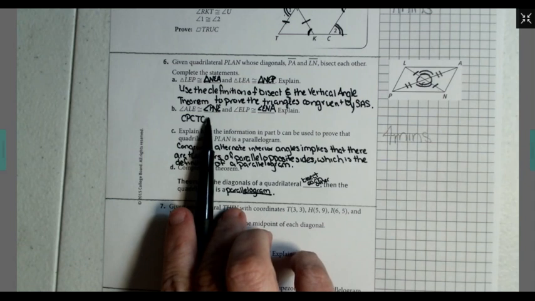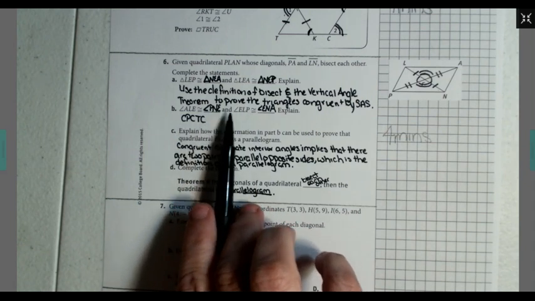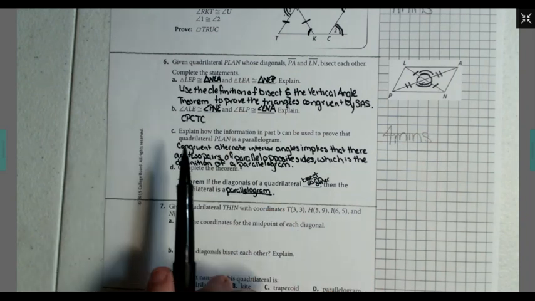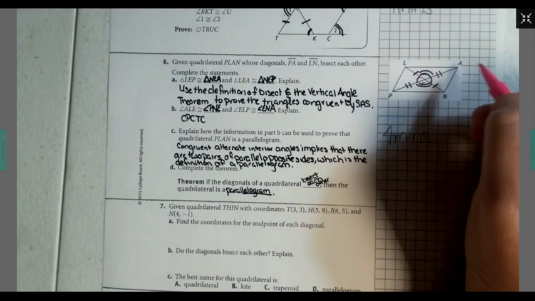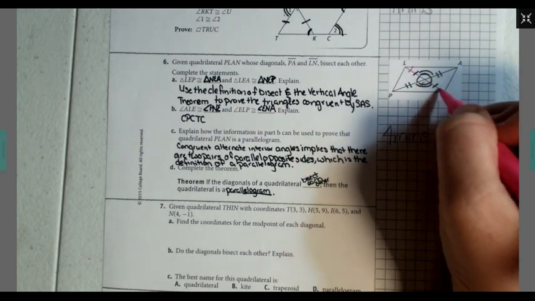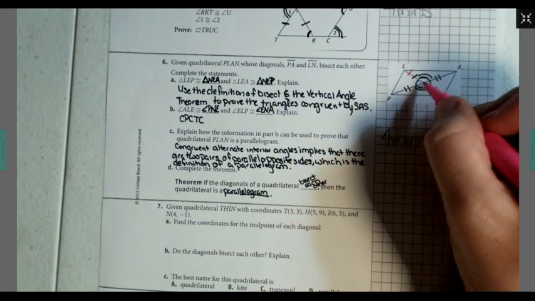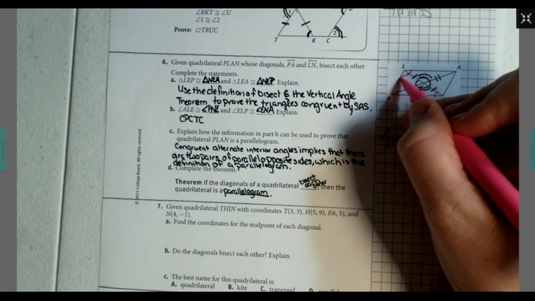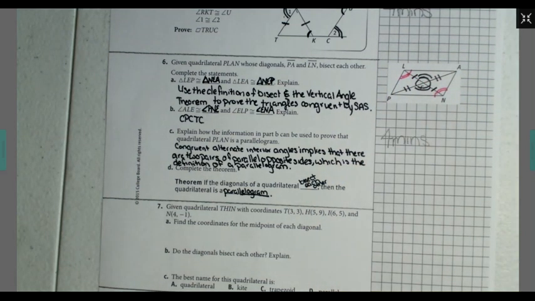I was able to prove in part B that these angles are congruent to one another, PNE and ENA, and that was by corresponding parts of congruent triangles are congruent. So I said ALE, that's this angle, is congruent to PNE, and then I was able to say that ELP, this angle, was congruent to this angle by corresponding parts of congruent triangles congruent.